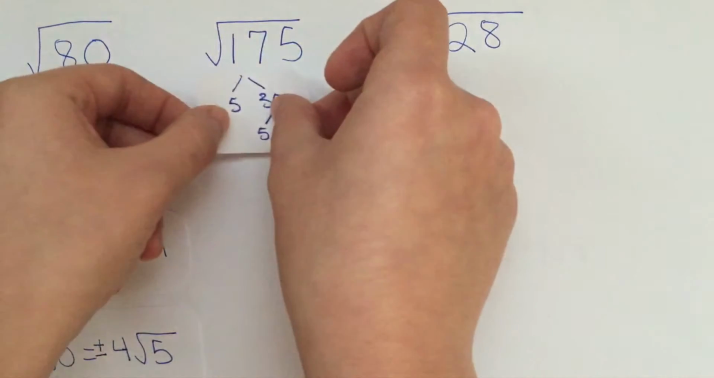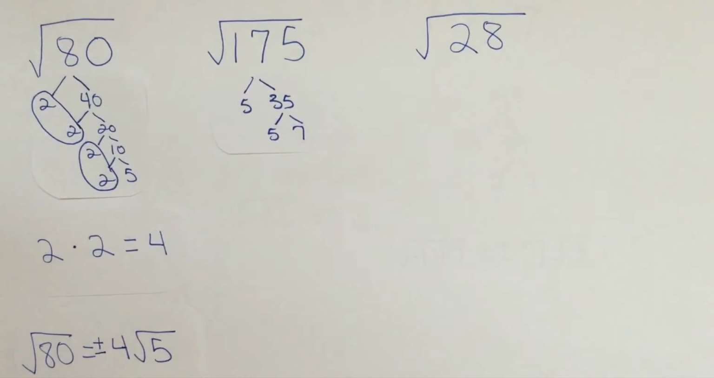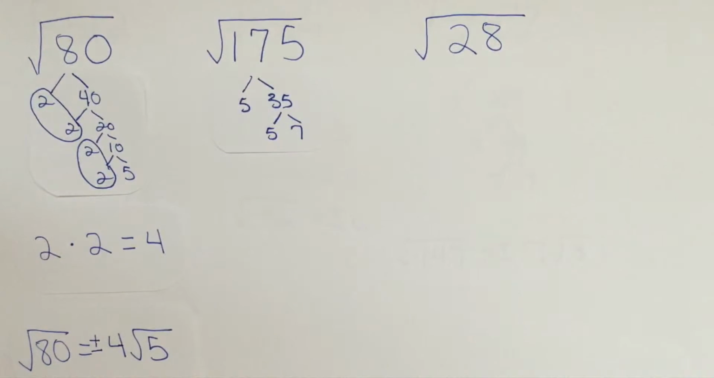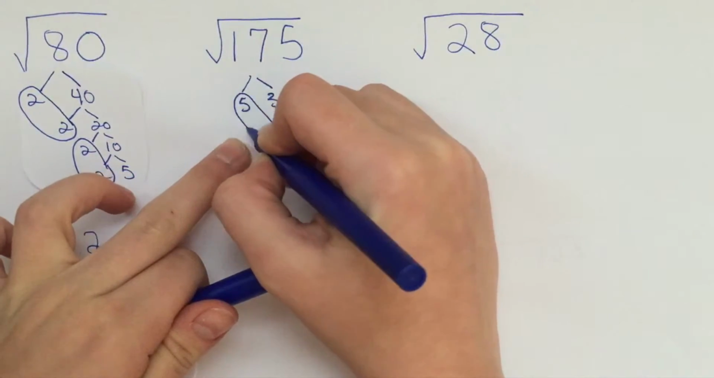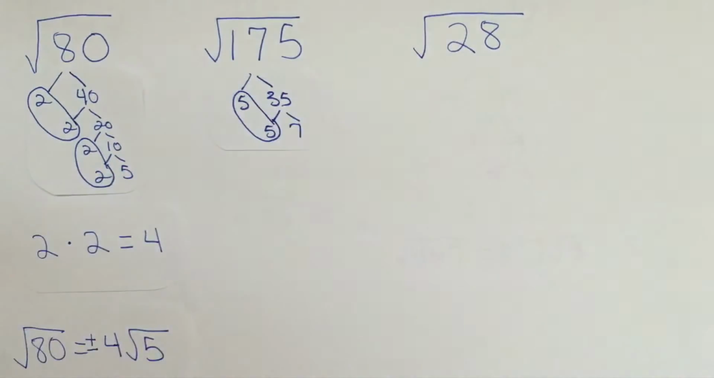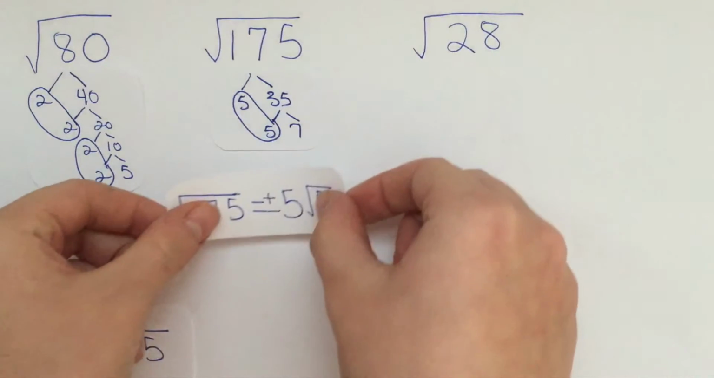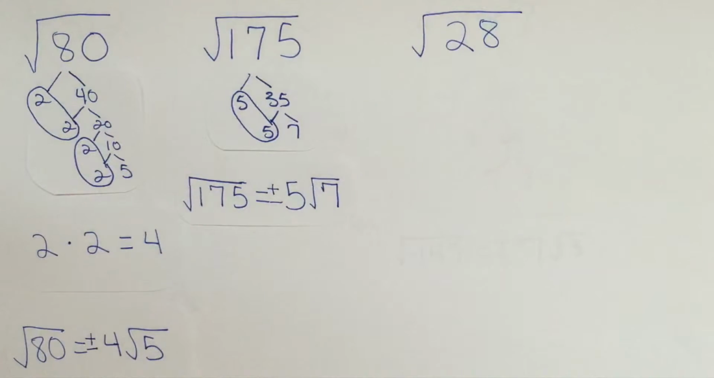For the square root of 175, you can pull out a 5 and 35 and a 5 and 7. If you look at this, you can see one pair of 5. Then you would bring a 5 to the outside of the radical and leave the 7 inside. So you only had to do one step. Your answer is plus or minus 5 times the square root of 7.